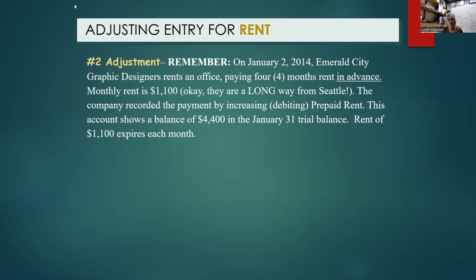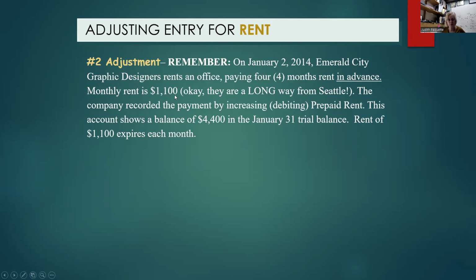So remember, in chapter 3, Emerald City prepaid for 4 months rent. Debit prepaid rent, credit cash. Now for all these prepaids, there's an original entry. Chapter 4 acknowledges the original entry, but it doesn't ask you to recreate it. It asks you to create the adjustment, okay? But it's always good to know the original entry, okay?